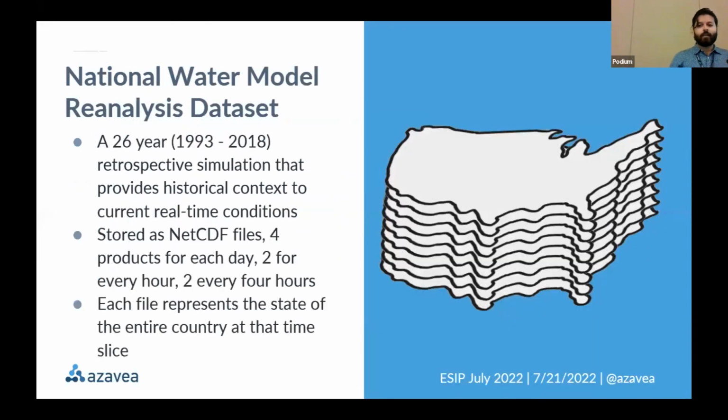The National Water Model is a hydrologic modeling framework for forecasting stream flow over the entire continental United States. The reanalysis dataset, version 2.0 of it, is a backrun of the model on existing data, a 26-year retrospective simulation that provides historical context to current real-time conditions. These runs are stored as netCDF files, 1 for every hour, for a total of 24 files a day. And each file is a state of the entire country at that time slice.